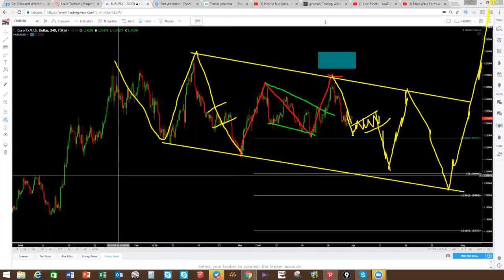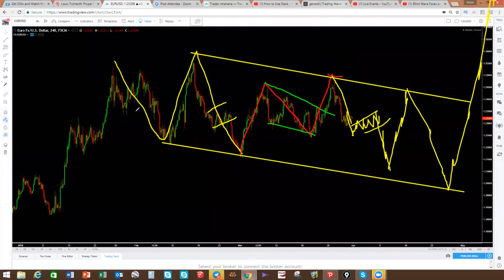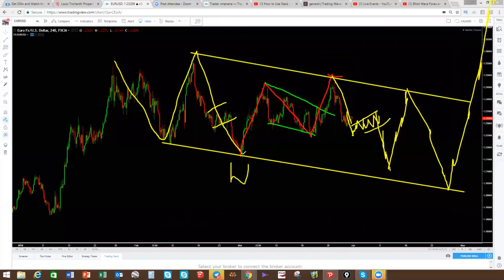Let me switch everything off here and just be left with the annotation. So 1, 2, 3 is your W, 1, 2, 3 is your X, 1, 2, 3 is your Y. After that, we need to get this big move to the upside. I do not think we're going to get a Z here. I don't think we're going to get a Z. So that's the move that you're going to be looking at.